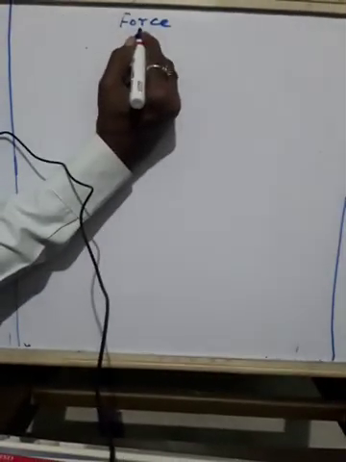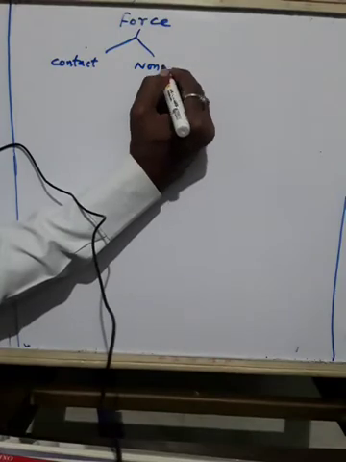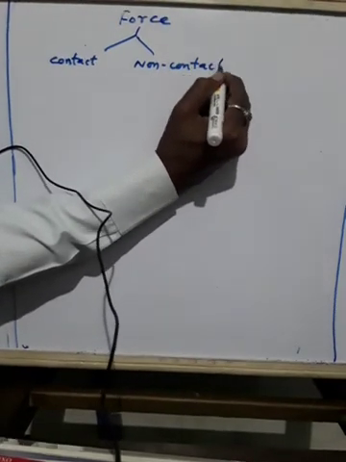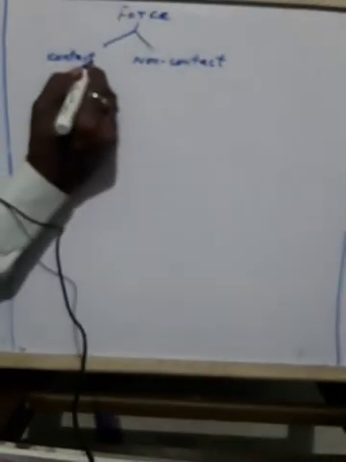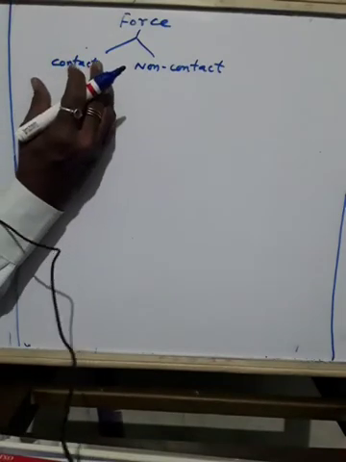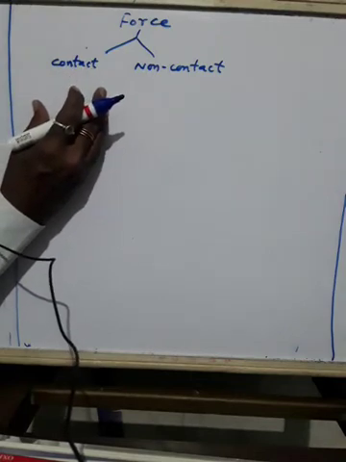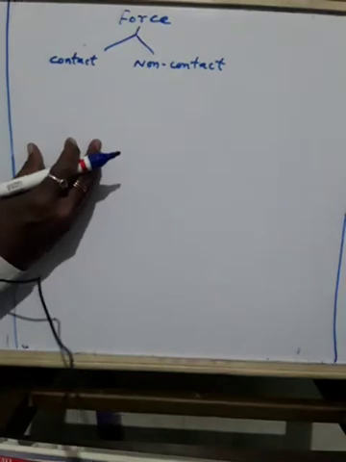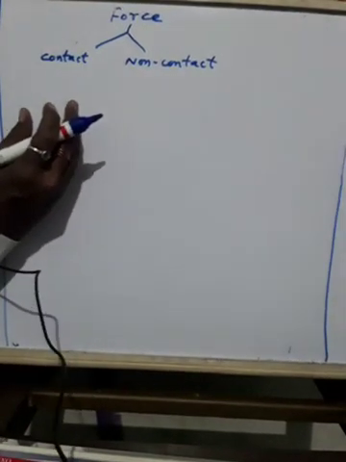Okay, so force we have two types. One is contact force and one more is non-contact force. Then what is contact force? See, contact is in touch, being in touch means the forces which operate between two objects that are in contact or touch is called contact force, based on the type of objects in contact.